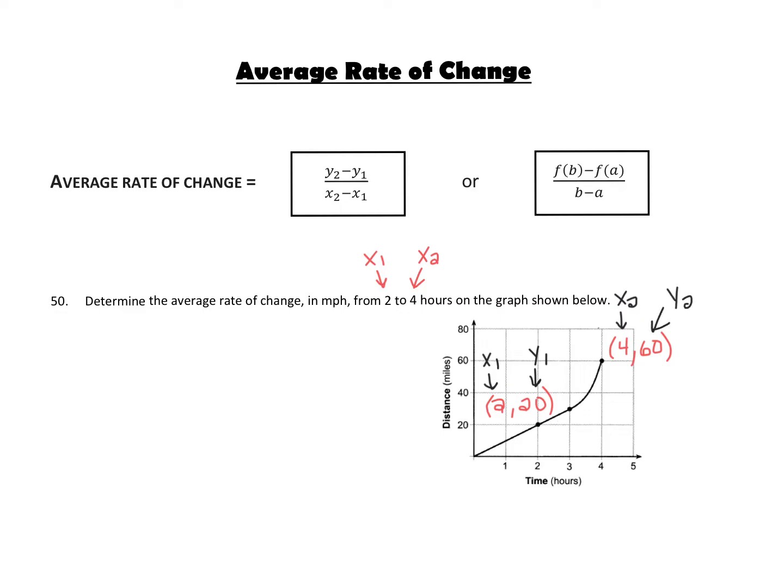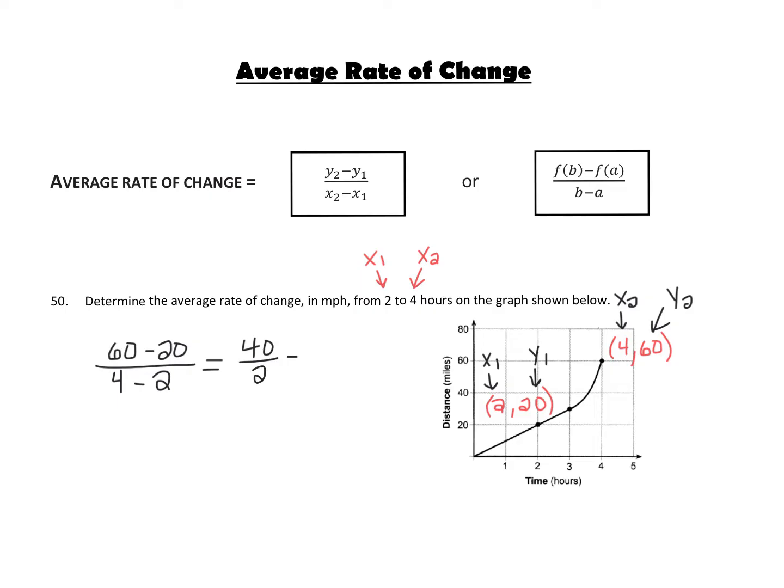Okay, so now what we're going to do is take these numbers and plug them into our formula. So in the numerator, it says y2 minus y1. So that's going to be 60 minus 20. Okay, and then in the denominator, we have x sub 2 minus x sub 1. So that's going to be 4 minus 2. And then you could just figure out what this is equal to. So on the top, 60 minus 20 equals 40. And in the denominator, 4 minus 2 is equivalent to 2.